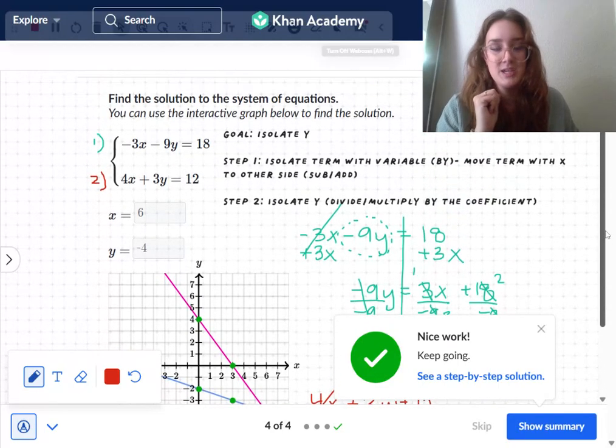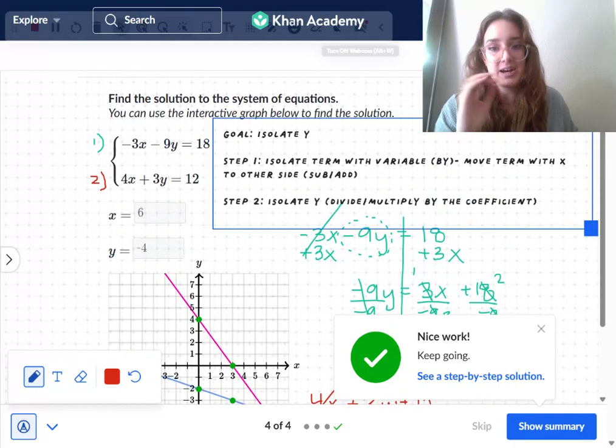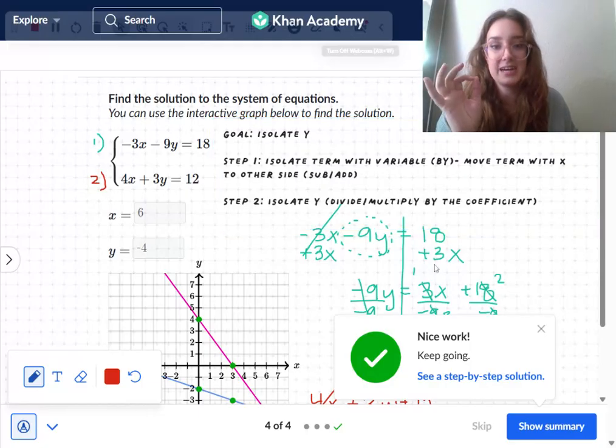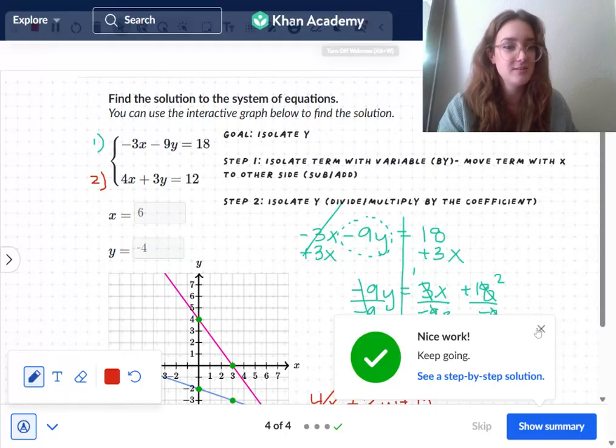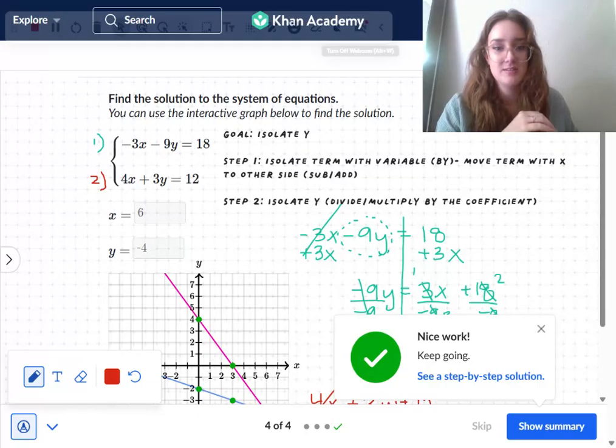Yay! Okay. So our goal is to isolate y. How do we do that? Isolate the term with our variable y, the whole term, and then get y by itself. So it's just a two-step equation: isolate the term with y, and then isolate y.